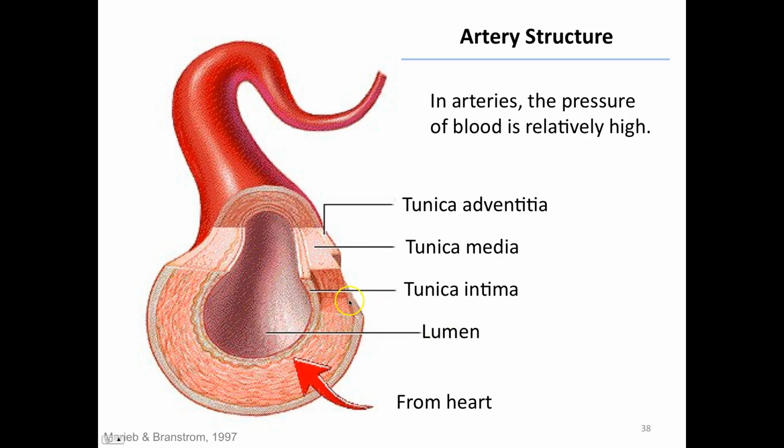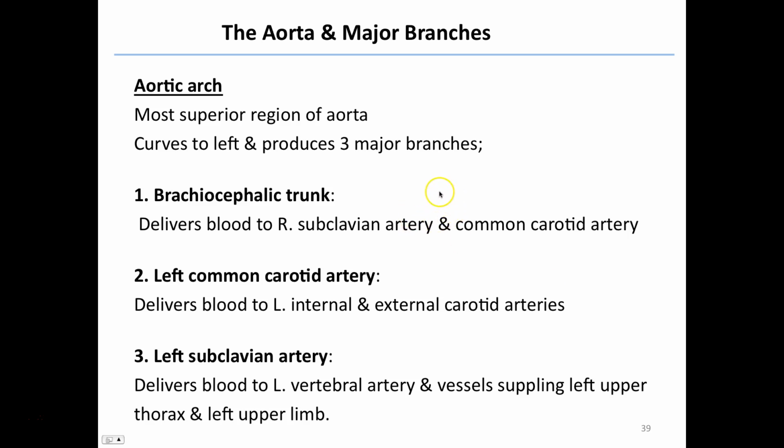You can notice also that the tunica intima is a very thin layer internally. Then we have the media with its elastic layer and muscular layer, and the tunica adventitia as well. We will talk more about the structure of veins later on when we talk about veins, but now we're going to talk about some of the major branches of the aorta.